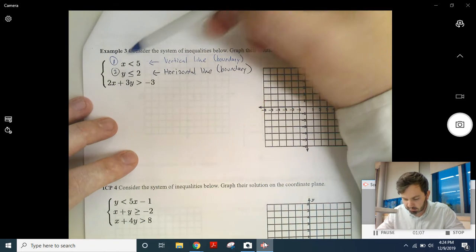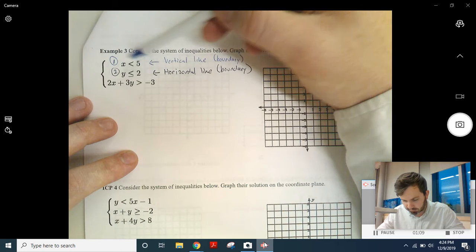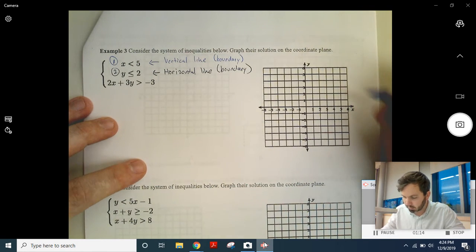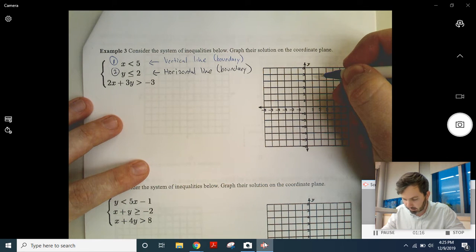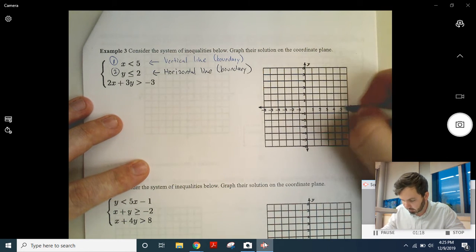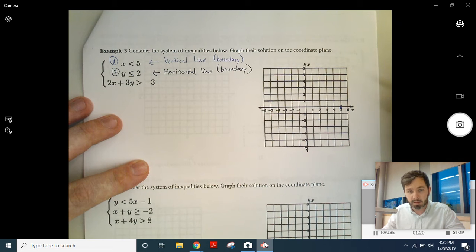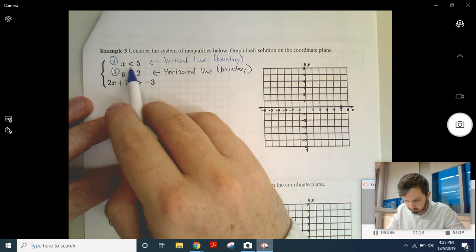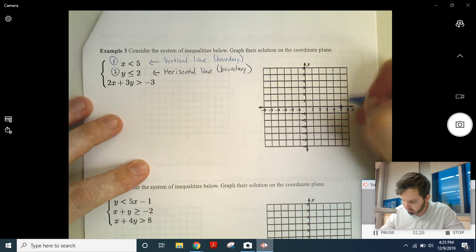So let's go ahead and graph this guy. x is less than 5. Well, that's a vertical line at x equals 5. So I go on my x-axis, I find x equals 5. It's right there. We want a vertical line, so a line going up and down. But we have no equal to part, so this has to be a dashed line.